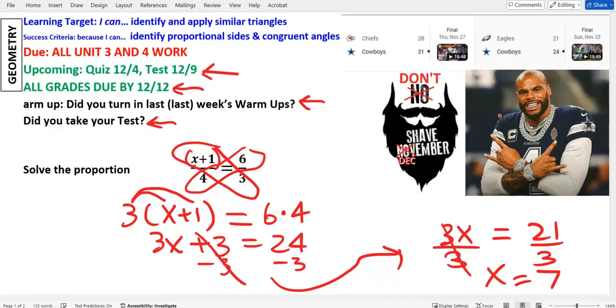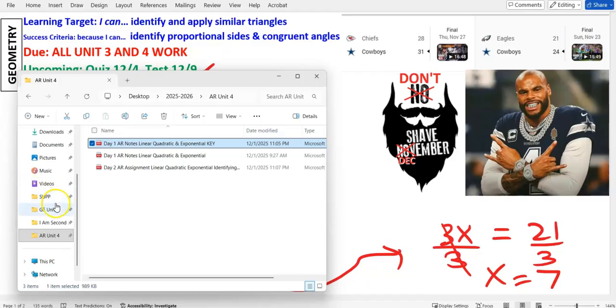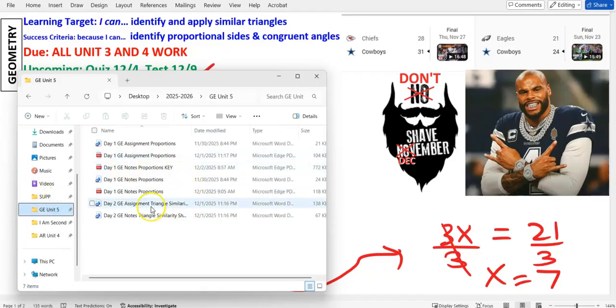Y'all remember your favorite song, Side Angle Side, Side Side Side? You remember that song? Of course you do. It was amazing, right? This is not the exact same thing. I don't have a cute song for it, but some of it might sound like what we already did with triangle congruence, but this is not congruence. This is similarity. Okay, triangle similarity.